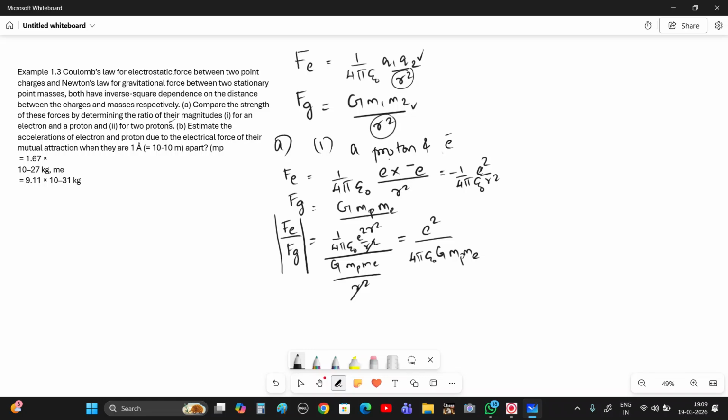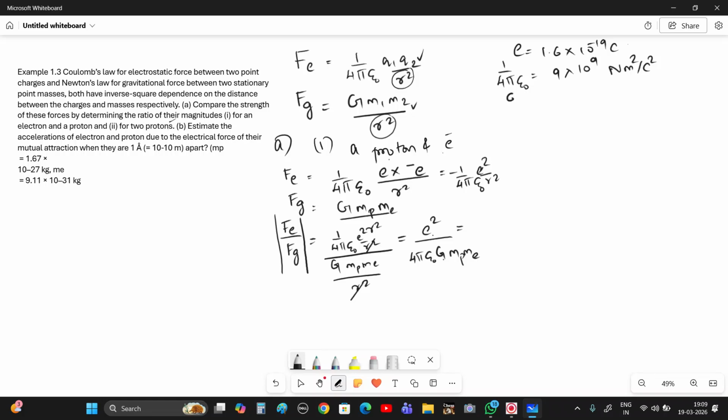That's the ratio of force for a proton and an electron, the ratio of electrostatic and gravitational force in the case of a proton and an electron. We have to substitute the values and find the answer. I will give the values for substitution. First one is E. You know the value of E is 1.6 into 10 raised to minus 19 Coulomb. Another one is 4 pi epsilon 0. The value of 1 by 4 pi epsilon 0 is 9 into 10 raised to 9 Newton meter square per Coulomb square.